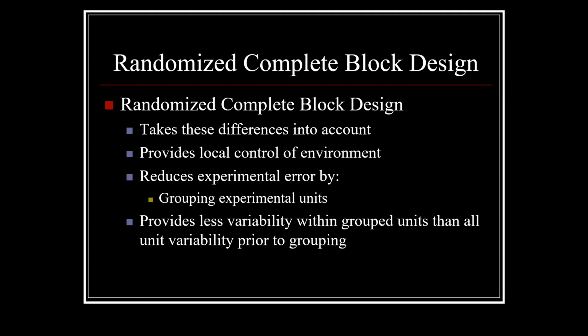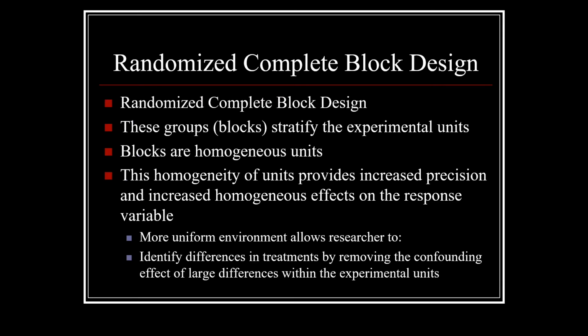Now, a randomized complete block design takes these differences into account, and it provides some local control over the environment. We reduce our experimental error by grouping our experimental units. This provides less variability, because we're providing less variability within group units than all unit variability prior to grouping. So in our randomized complete block design, these groups, these blocks, are going to stratify our experimental units such that our blocks are now homogeneous units.